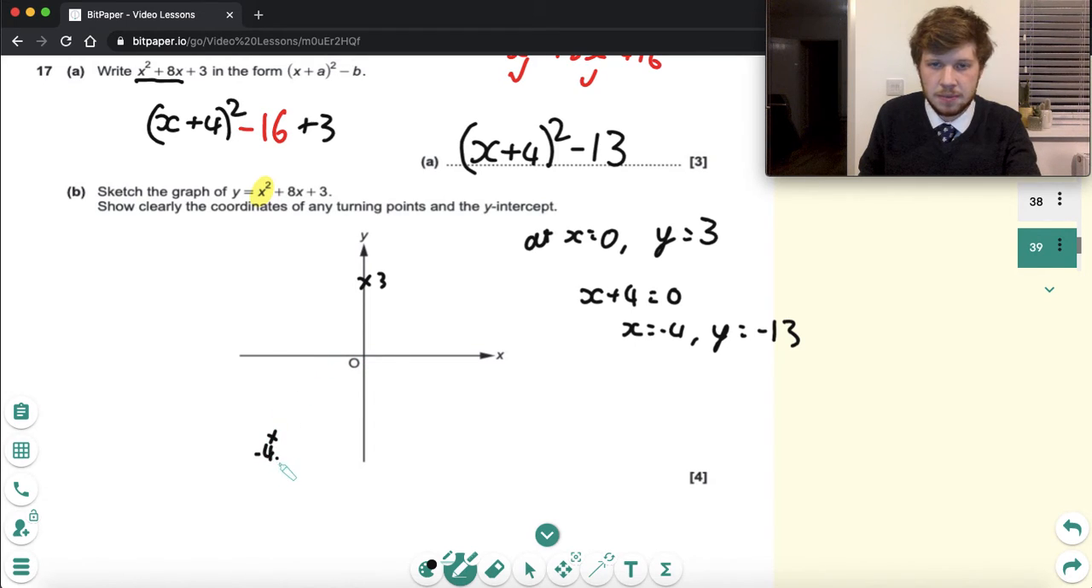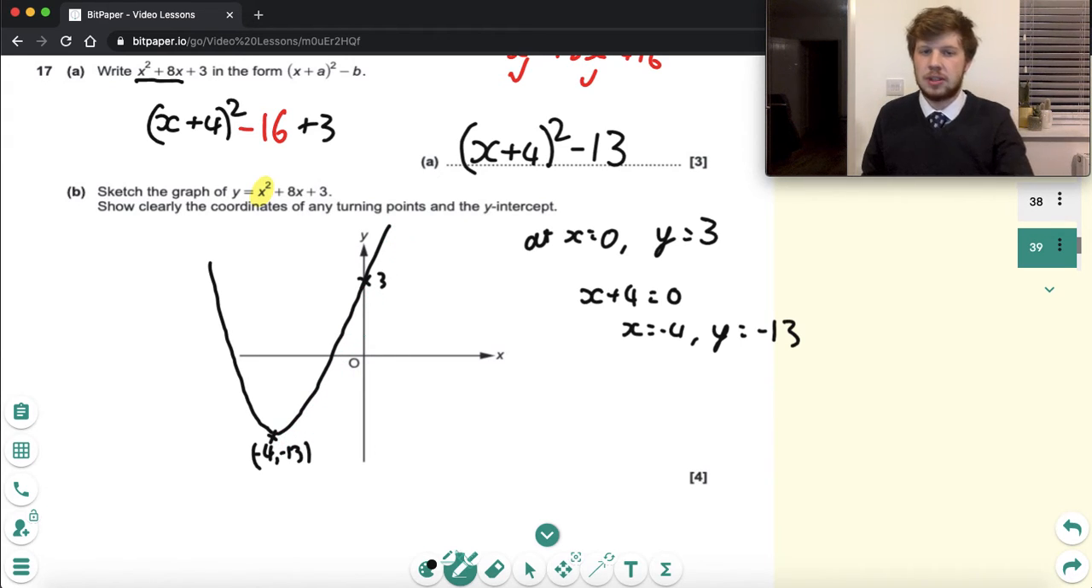Let's put it here. And then all I do now is just plot my curve. It's going to be a parabola. And just make sure it goes through your points.